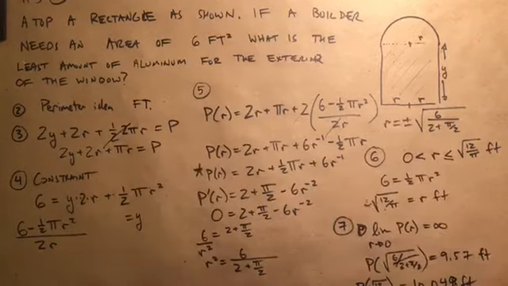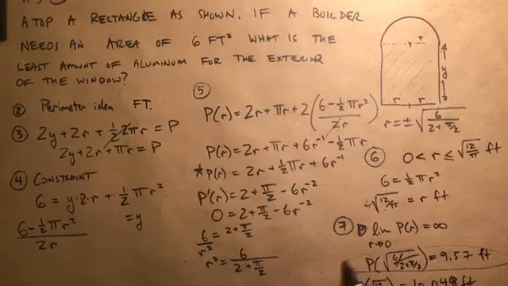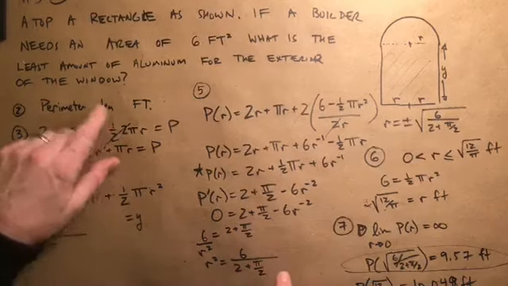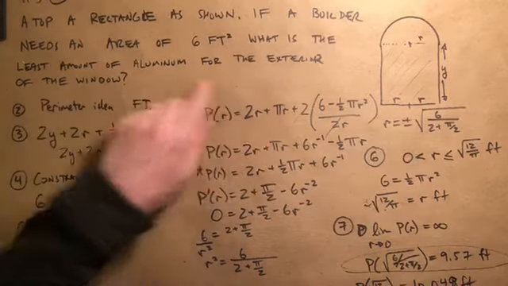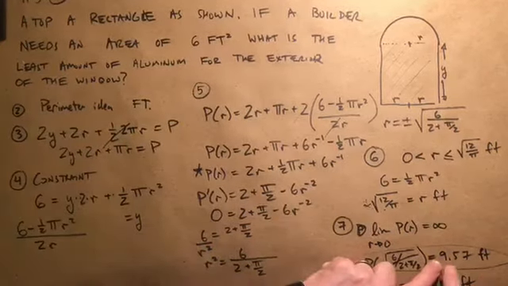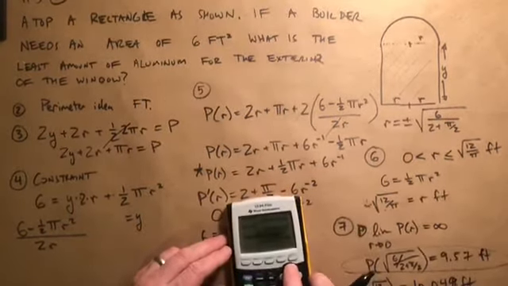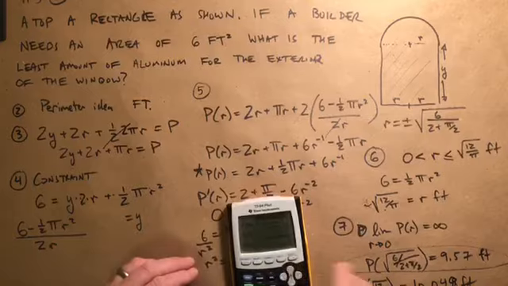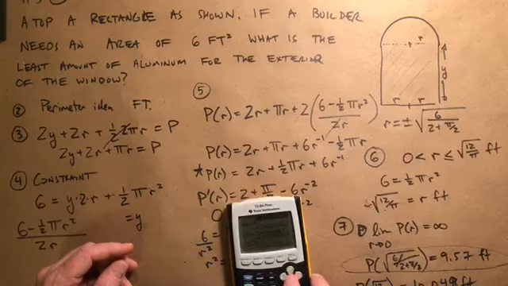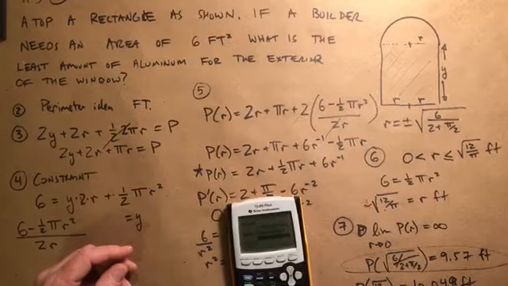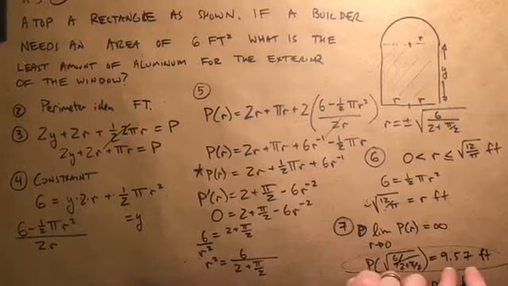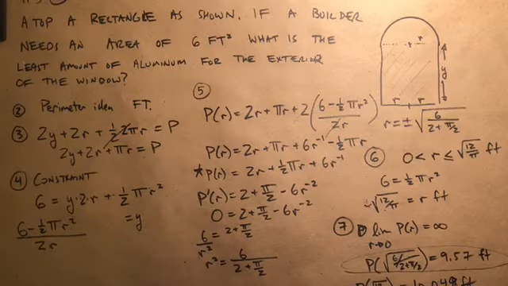What does that tell me? That we have our minimum perimeter with the value that we wanted. The final thing that we needed was the least amount of aluminum for the exterior of the window. And that's right there, 9.57 feet. That's not the exact value. If I go back in time, I can see that we could put this whole thing in. But I think that a decimal approximation here would probably be just fine. And that's the optimal amount of aluminum to have an area of 6 square feet.